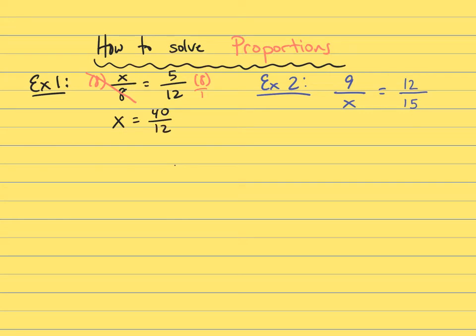So I can simplify this fraction by dividing by 4, and I would get 10/3, or I could write it as a decimal, which would be 3.3 repeating. So x is equal to 10/3, or 3.3 repeating.